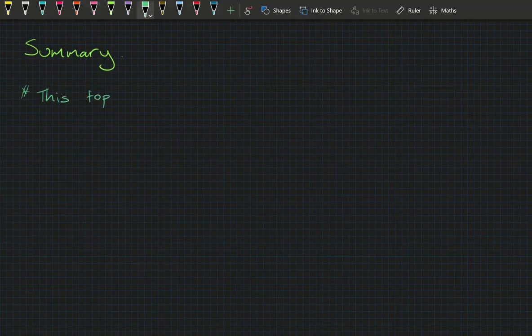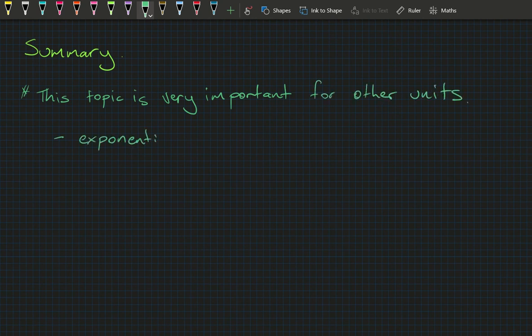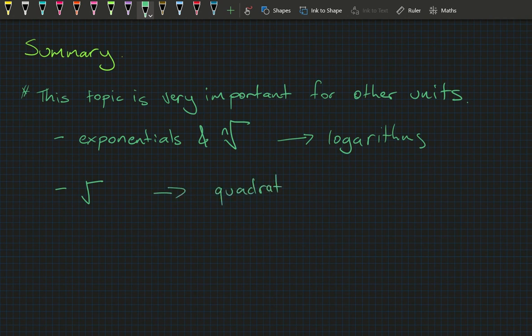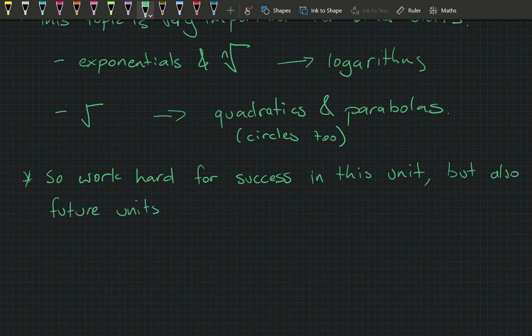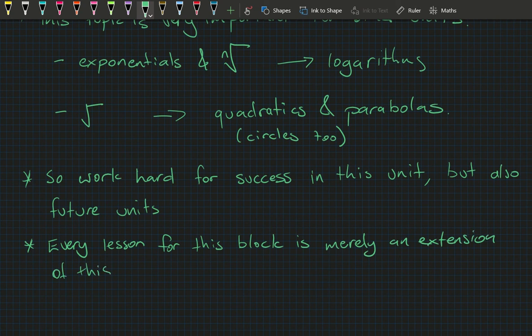So this topic is key to being successful in many other units this year. Exponentials and the nth root are fundamental to logarithms, and surds are fundamental to quadratics and parabolas. And I shouldn't forget that surds are also very important to circles as well. So it's very important that you work hard at these skills for future lessons as much as this one. And nearly every lesson for the rest of this unit is just an extension of what we've learnt today.